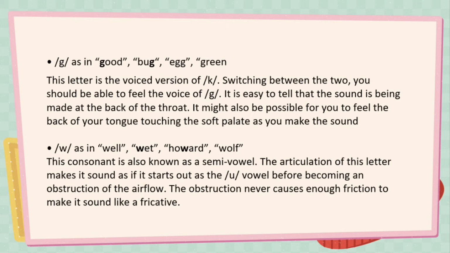W, w, as in well, wet, Howard, wolf. This consonant is also known as a semivowel. The articulation of this letter makes it sound as if it starts out at the vowel before becoming an obstruction of the airflow. The obstruction never causes enough friction to make it sound like a fricative.